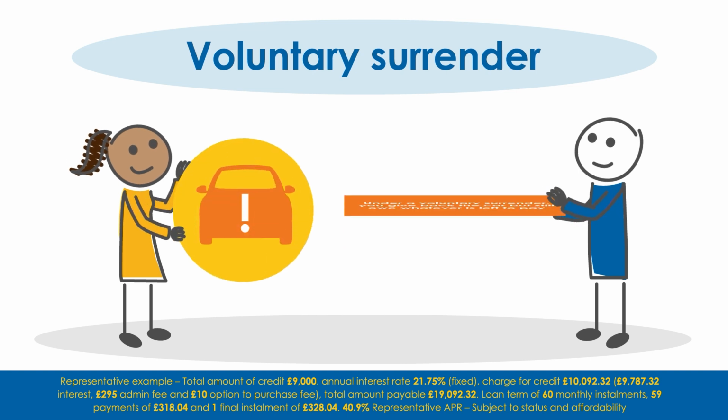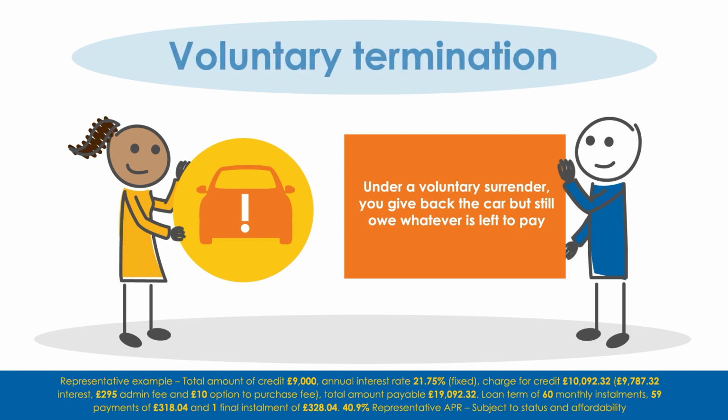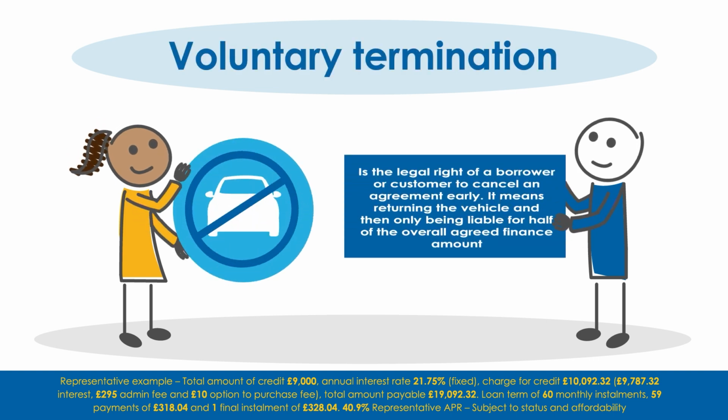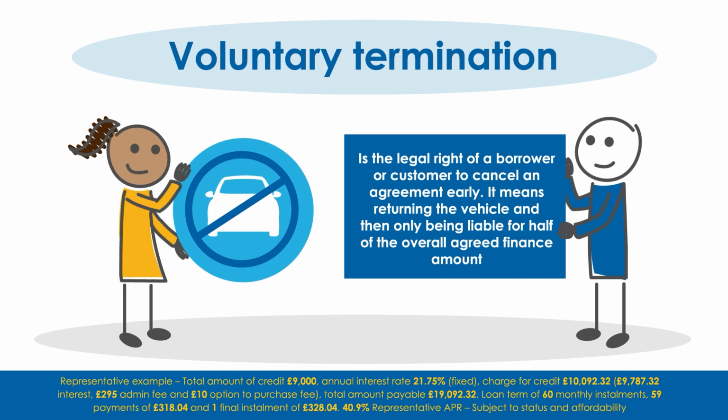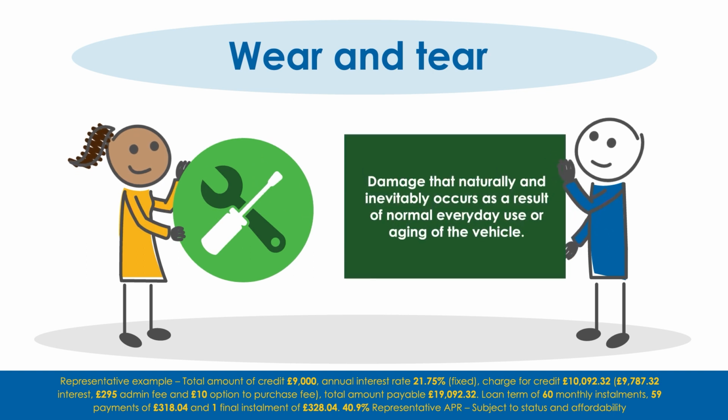Voluntary surrender. Under a voluntary surrender, you give back the car but still owe whatever is left to pay. Voluntary termination is the legal right of a borrower or customer to cancel an agreement early. It means returning the vehicle and then only being liable for half of the overall agreed finance amount. Wear and tear. Damage that naturally and inevitably occurs as a result of normal everyday use or ageing of the vehicle.